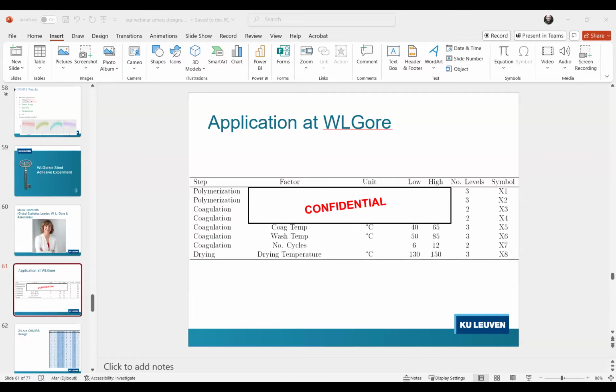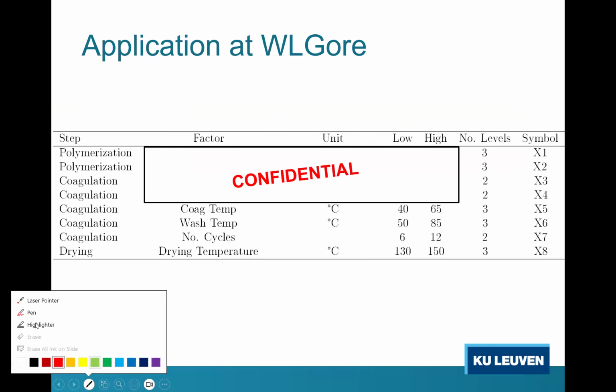My pointer got stuck and I flew out of the presentation mode. I hope I'm back now. You can see my slides again. Yes.